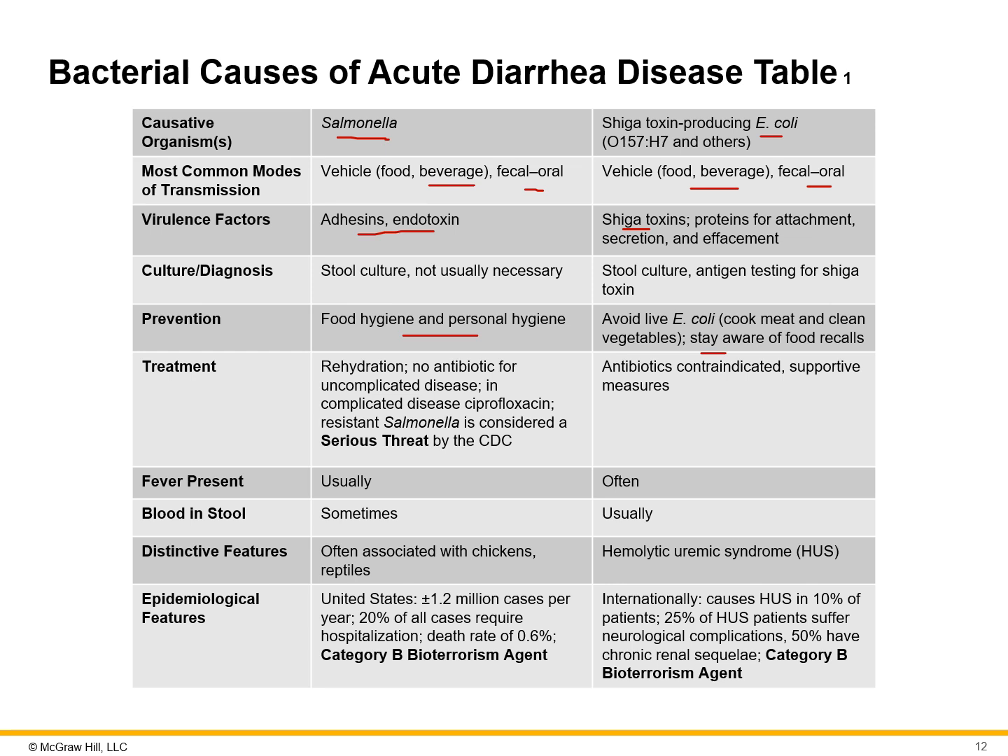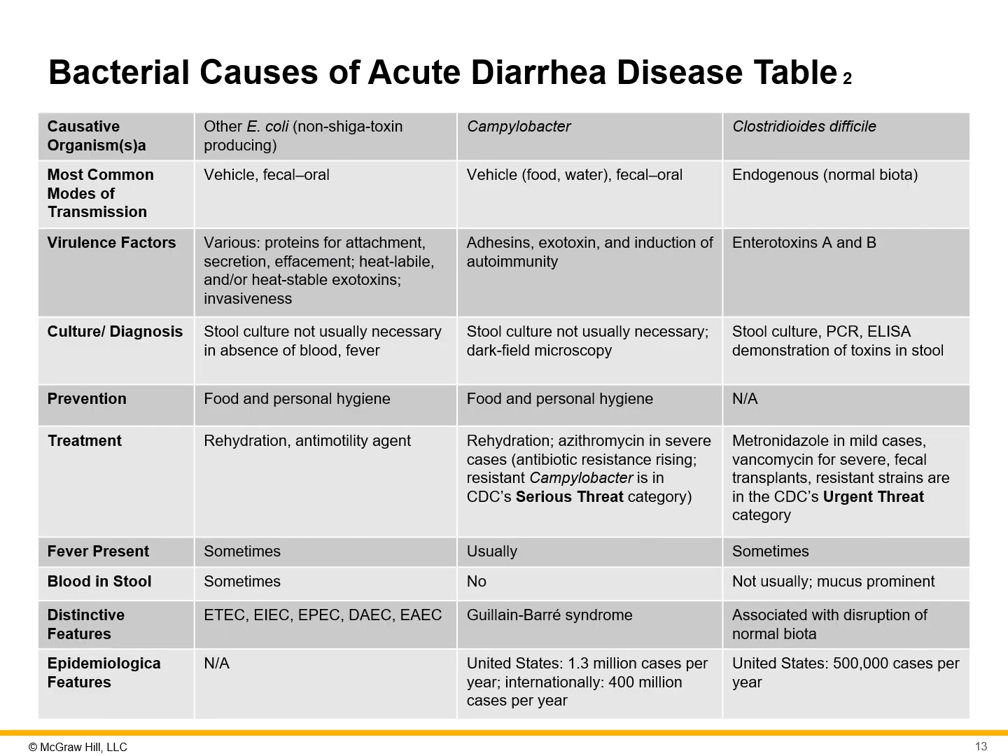Again, some of the distinctive features here. So Salmonella, again, chicken and reptiles typically are carrying that. And then the Shiga toxin can produce hemolytic uremic syndrome. A few others, again, there are other E. coli that can cause that, the Campylobacter and then the C. diff are ones. Again, C. diff is endogenous. It comes from our normal biota, so it happens after antibiotic treatment, but it produces those enterotoxins A and B. Again, Campylobacter, one of our most common. Here again, food and fecal-oral modes of entry can produce those adhesins to allow it to attach, produces an exotoxin there as well, and has been shown to induce some autoimmunity.